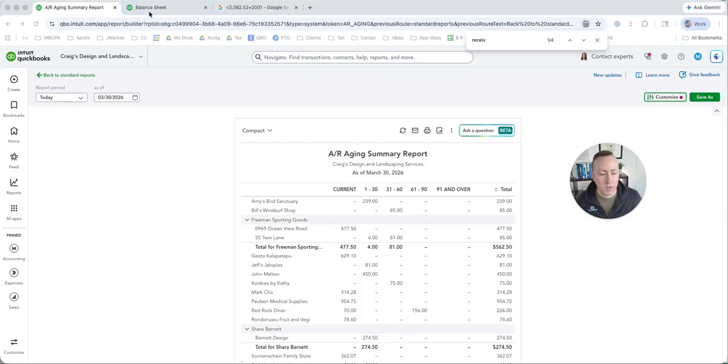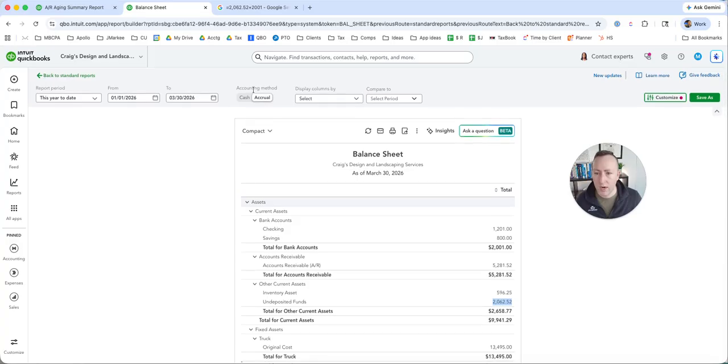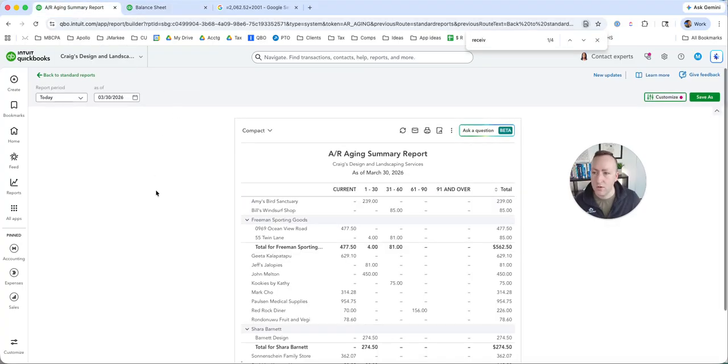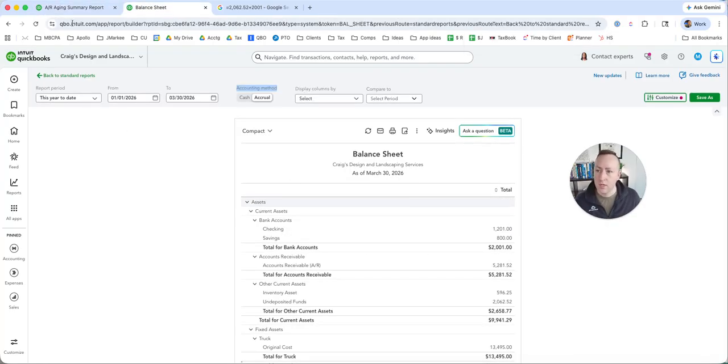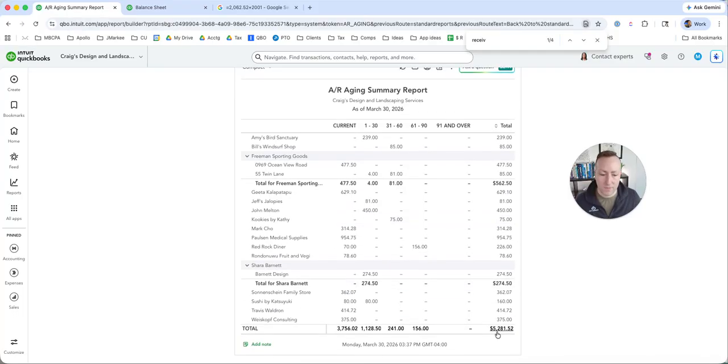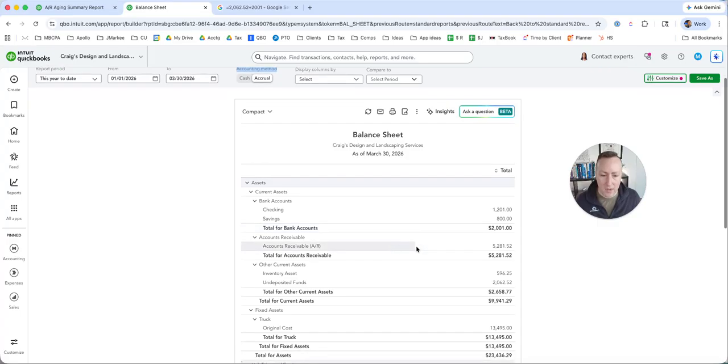So another thing I want to show you is that both on the profit and loss and the balance sheet, you can see up here at the top, there's a toggle between the different accounting methods, cash and accrual. So you'll notice though on the AR aging summary and also the AP aging summary, there is no toggle for cash and accrual. Now, why is that? So anytime we are factoring accounts receivable and accounts payable into the business financials, we automatically know that that is accrual basis accounting.